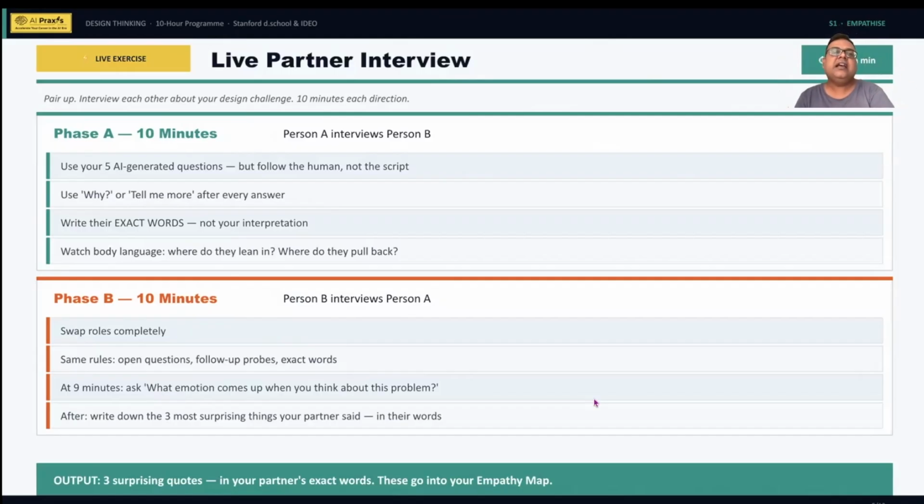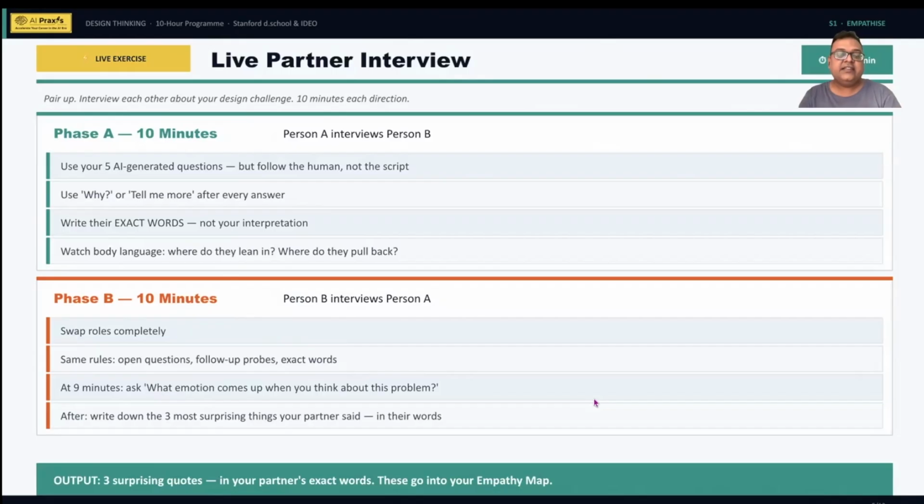Let's look at phase B, and this is where we are going to switch roles. You switch roles after 10 minutes. Now person B becomes the interviewer, and person A becomes the participant. Follow exactly the same process: open questions, follow up, why questions, exact quotes, careful observation. Everyone should experience both roles, because interviewing teaches empathy, but being interviewed teaches vulnerability. So don't say, I am the interviewer, I am the designer, so I should only ask questions. No, you should also be questioned, because then only you'll feel the pain. Both experiences are valuable.